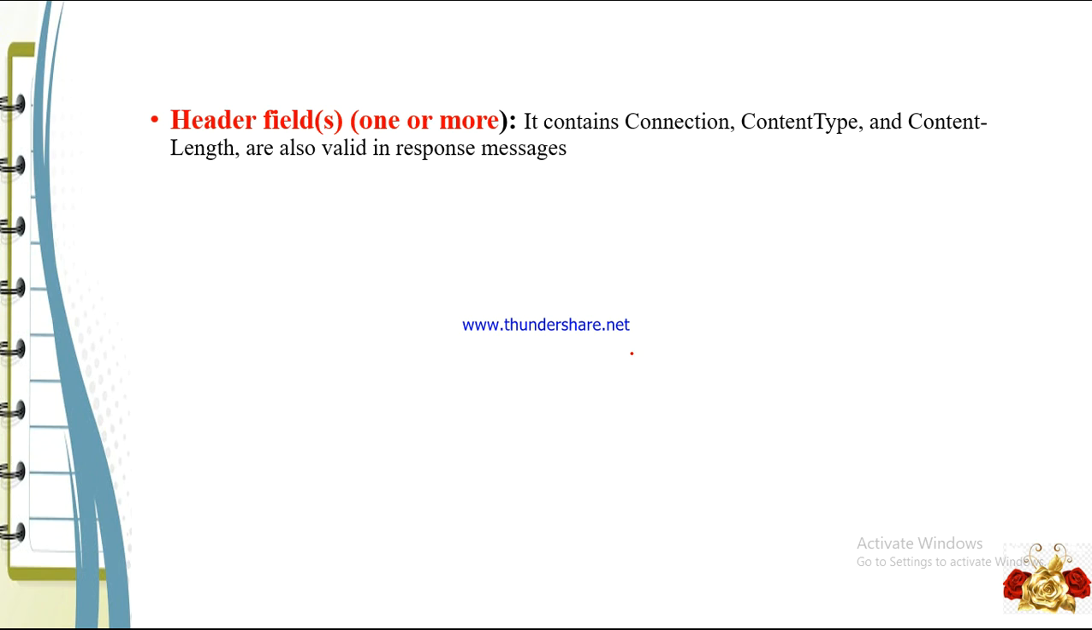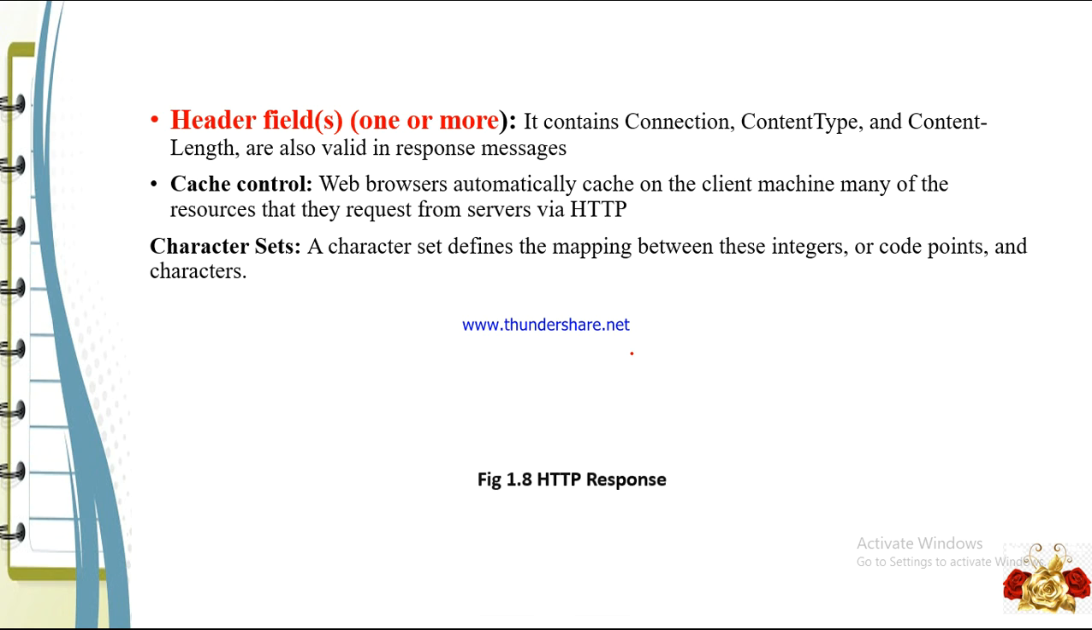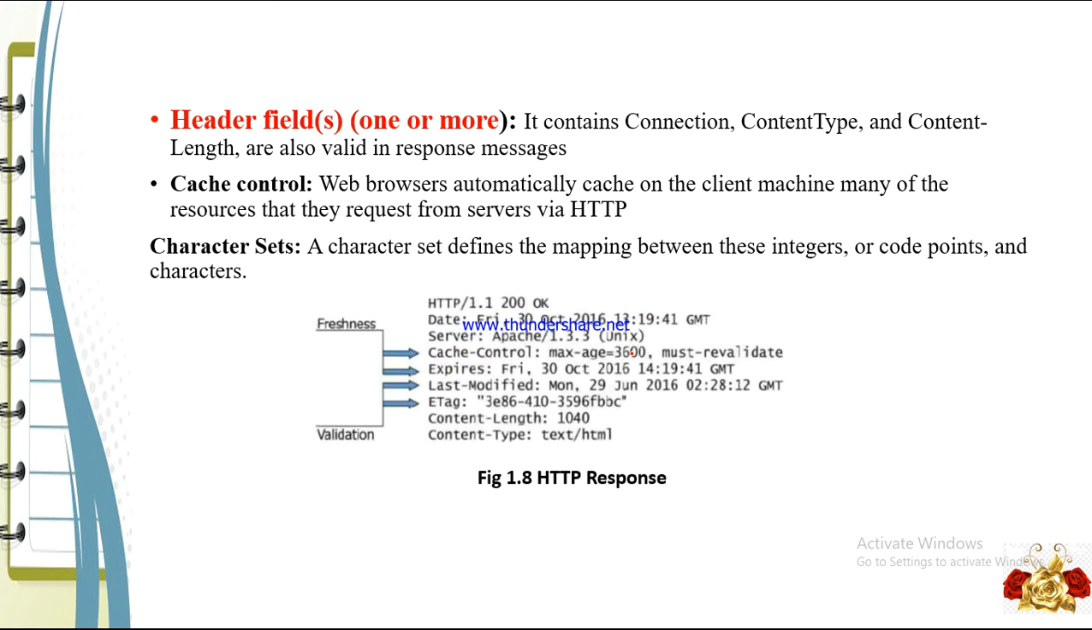In the HTTP header field, one or more header fields are used. It contains connection, content type, content length, which are also valid in the response message. Cache control: web browsers automatically cache on the client machine many of the resources they request from servers via HTTP. Character set: it defines the mapping between integers or code points and characters.